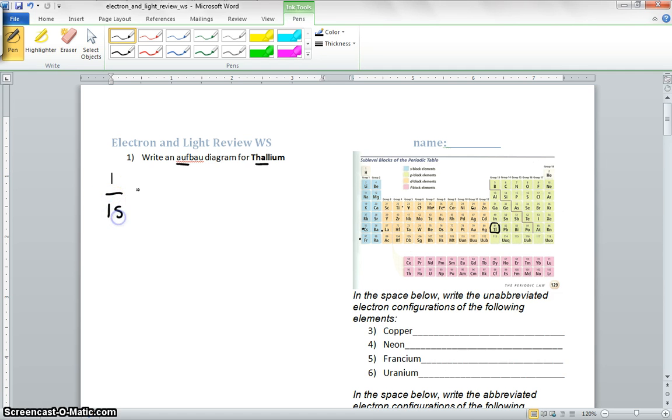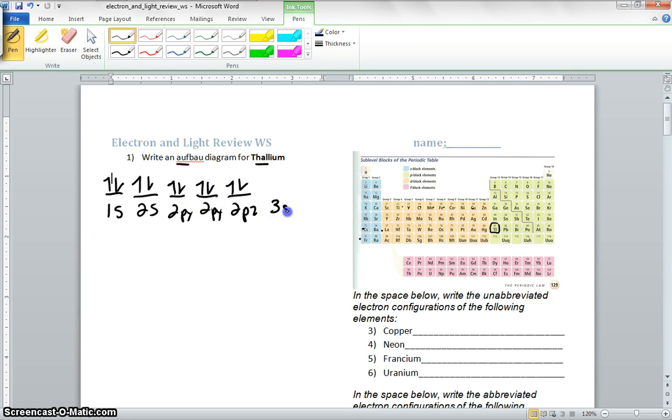This is the arrow diagram, so we're going to start off with 1s, and we have an arrow going up for hydrogen, down for helium. Then we're going to go to 2s, and we have lithium and beryllium, and then 2px, 2py, 2pz. And remember, each one has to get 1 before it gets its pair. We know that these are all going to be full because we're going all the way down the periodic table to 81. So eventually we should have 81 of these little arrows drawn out.